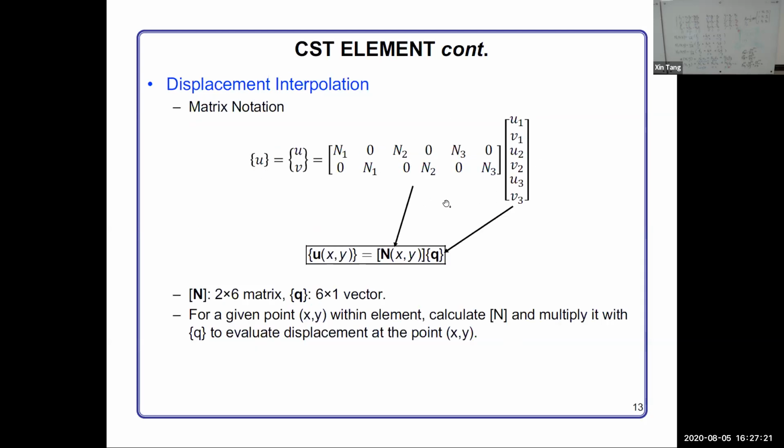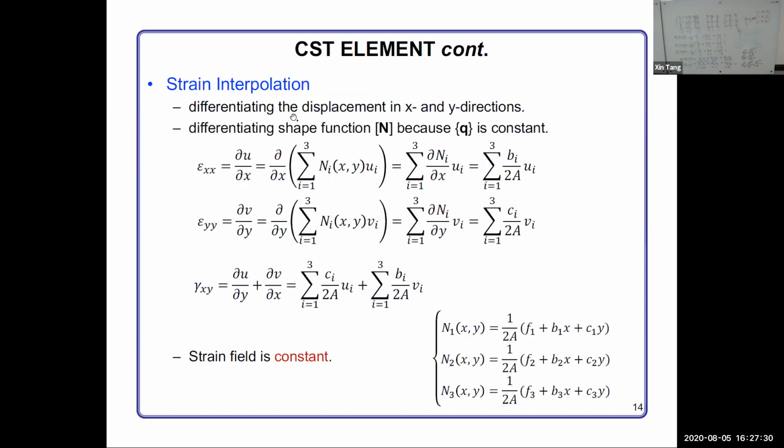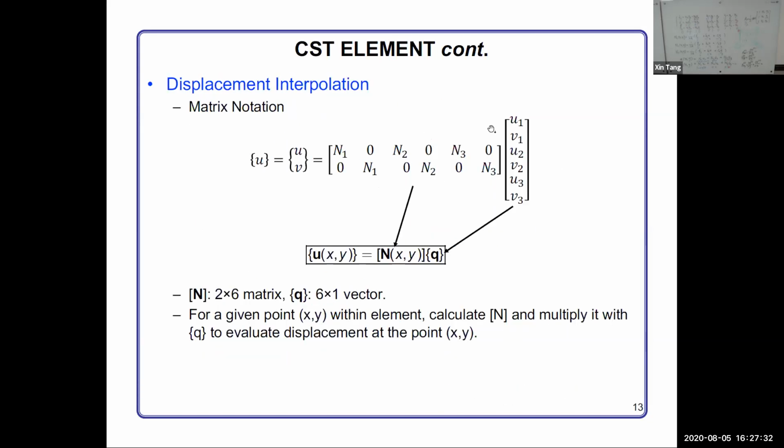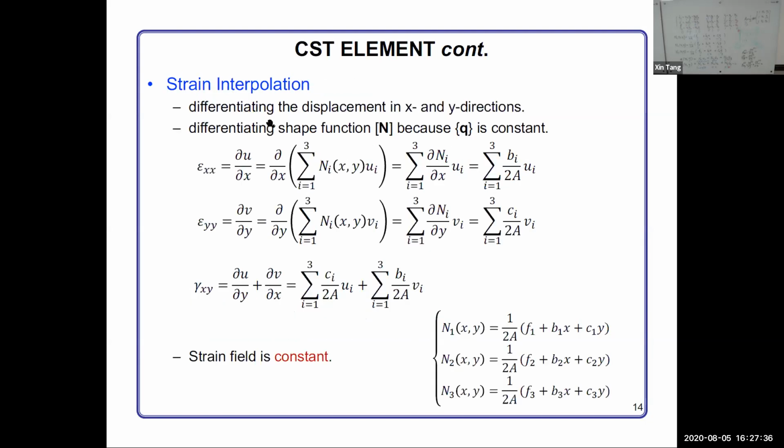Now that's all for the displacement fitting calculations in the CST element. Once we get this expression, we can use it to further calculate the strain. That strain is also an approximate solution. Now to calculate strain, you can do the differentiations for the three strains.